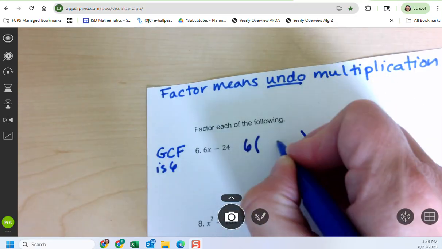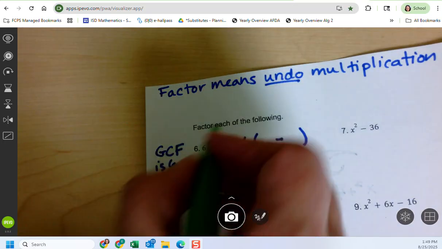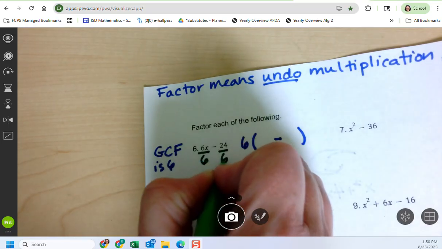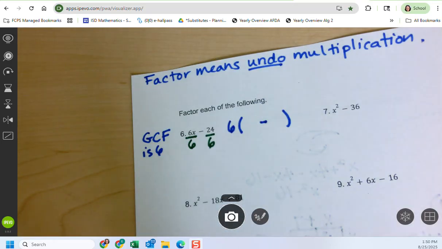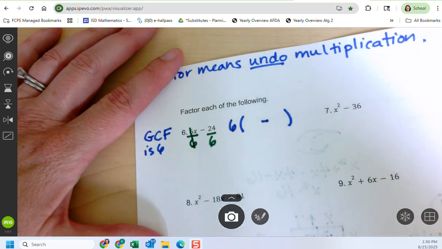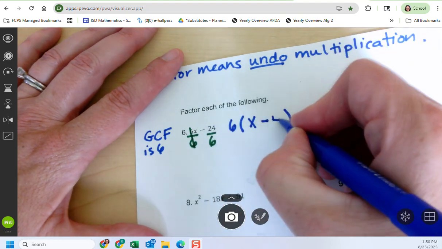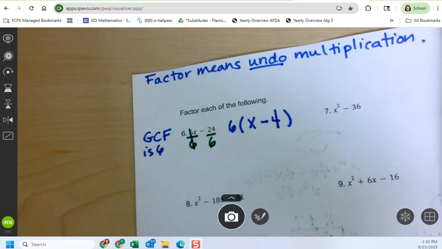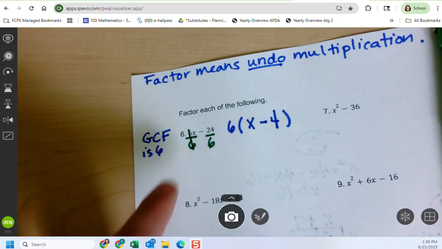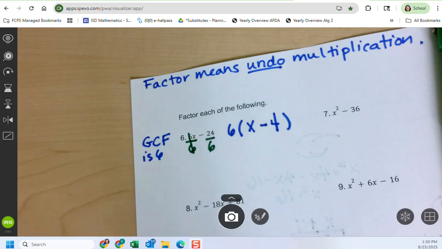And in the parentheses, I'm going to have 2 terms. To figure out what those terms are, I'm going to undo the multiplication by dividing by 6. When I divide the first one by 6, these cancel and I just get x. And then 24 divided by 6 is 4. Do you see how that problem is backwards of the problem 1 on the first page? We started with the multiplied answer, and then we ended with the 2 pieces. It took it apart. We factored it.